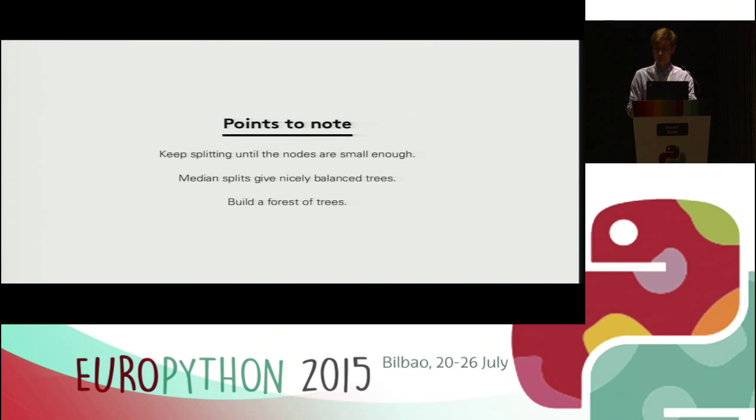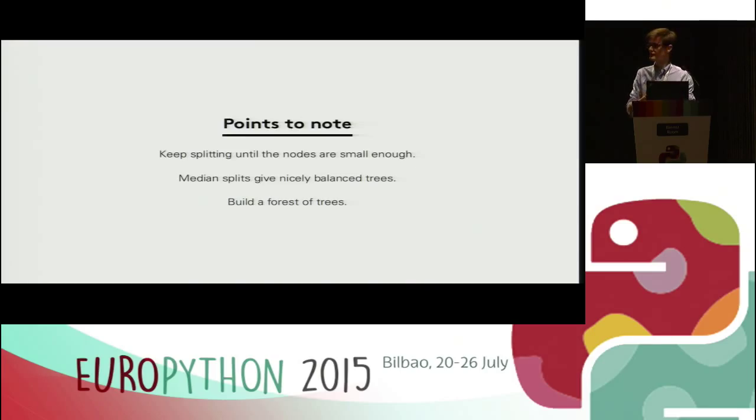The second point is use median splits. If you just take random hyperplanes, random lines, you can end up with highly unbalanced trees. The left subtree will be very short because for some reason there are very few points there, but the right subtree will be very, very deep because there are lots of points in that part of the space. That's not really horrible, but it's not great either, because you spend more time traversing the deep part of the tree, and you will be traversing the deeper part of the tree more often because that's where more points are.